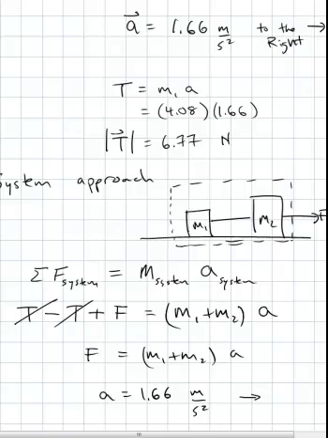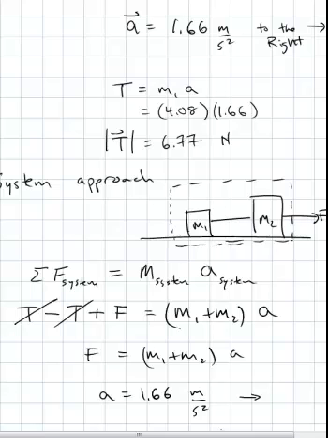That's a little simpler, right? We don't have to solve simultaneous equations. And you might be thinking to yourself, well, two equations, two unknowns, that was pretty quick and easy. Why bother with this other approach? Well, because sometimes we have more than two masses. Sometimes we have three masses, and then you have three equations and three unknowns. Sometimes we have four masses, and then you have four equations and four unknowns. But with this system approach, all those internal forces cancel out, and you can solve for the acceleration right away.